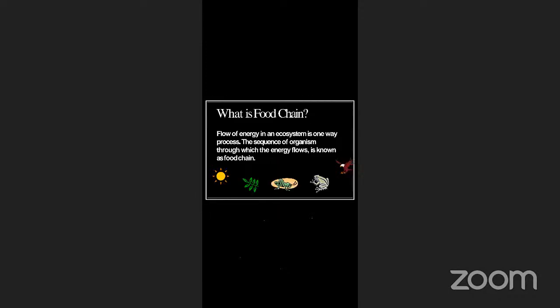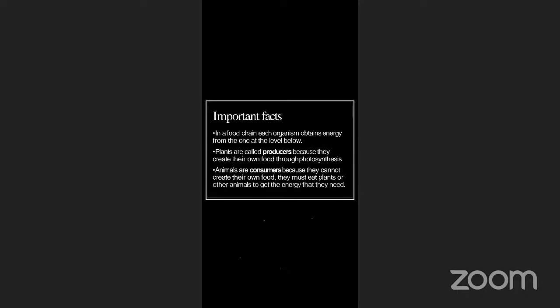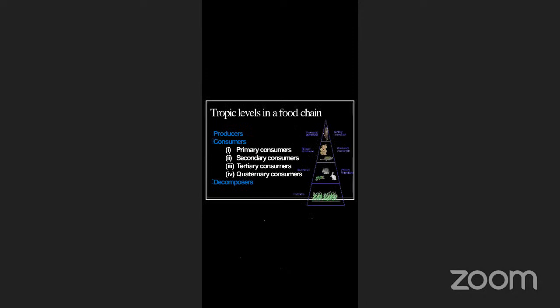Now, we will discuss some other food chains also. The flow of energy in an ecosystem is represented in the form of a food chain. This food chain is usually represented in the form of trophic levels. Here we have trophic levels: producers, consumers, and decomposers. In consumers, again, primary, secondary, tertiary, and quaternary consumers.